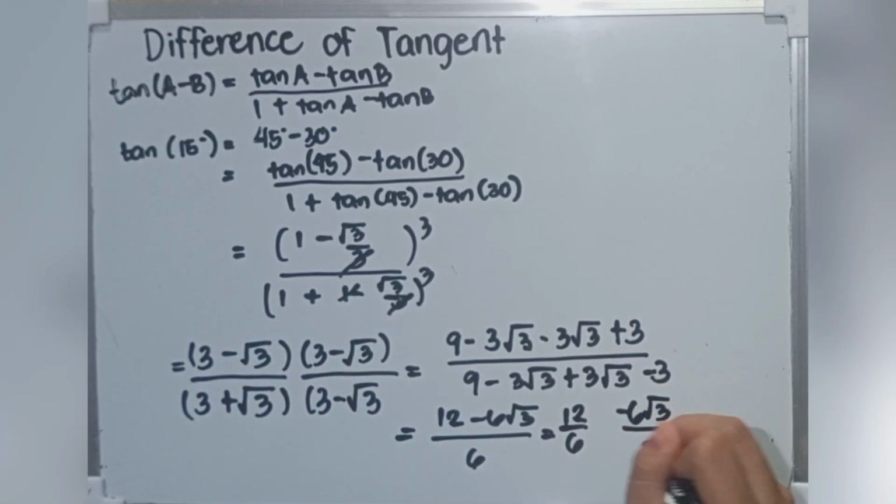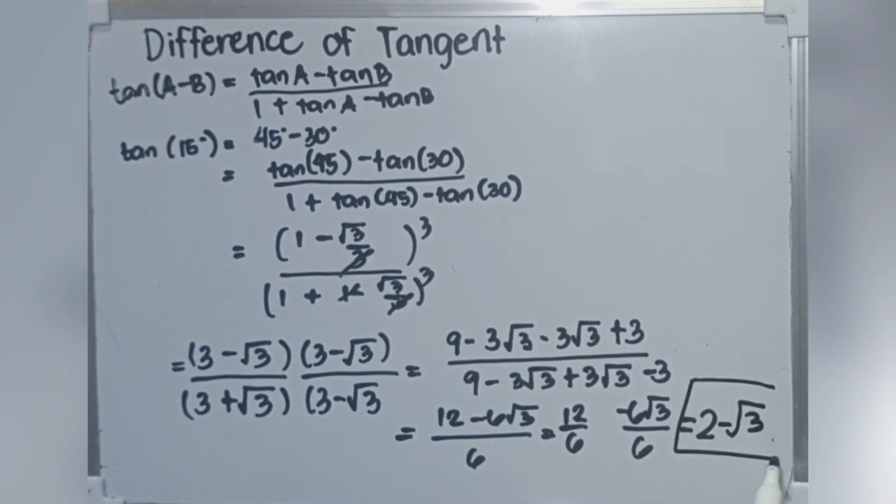And then let us divide it separately. So 12 divided by 6 is 2, and negative 6 square root of 3 divided by 6 is negative square root of 3, and that is the difference of tangent.